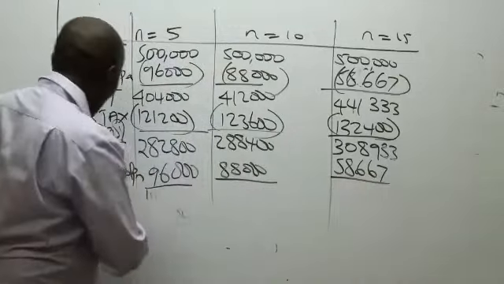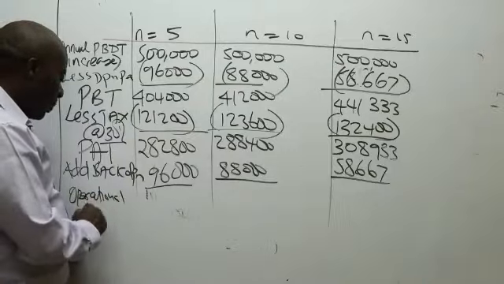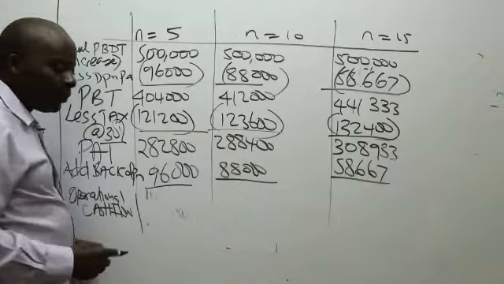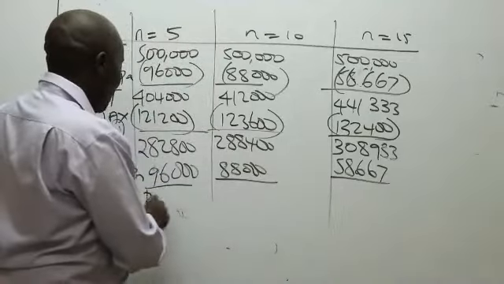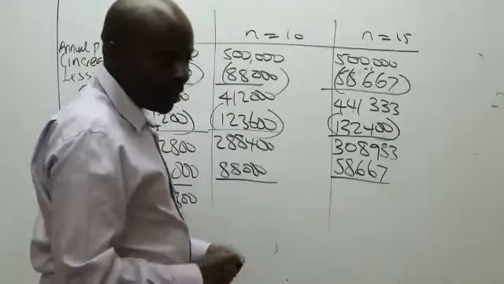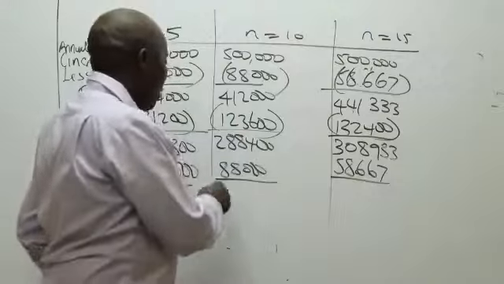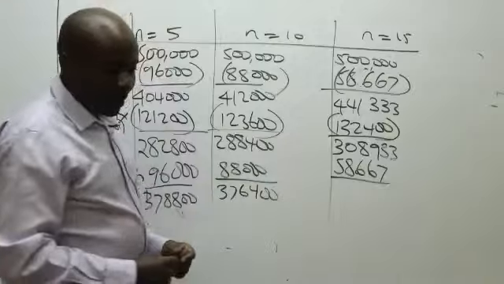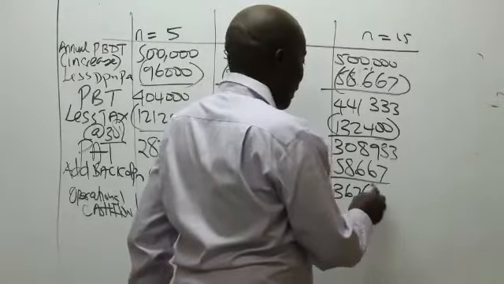So, ladies and gentlemen, could you kindly come and add them for you to give us the operational cash flow from our operations. Ruth tells me 378,800. My work today is so easy. How about when n is 10? 376,400. How about the last one? 367,600.